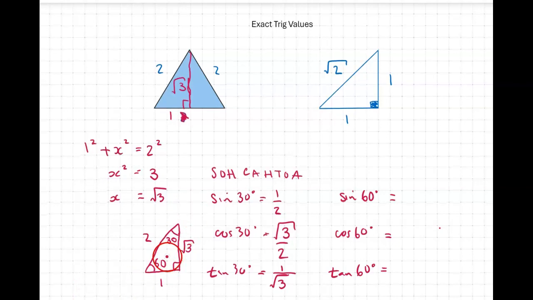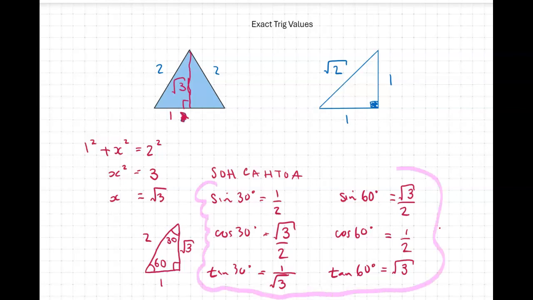So sine 60. So I'm now down here, sine 60, so sine is opposite over hypotenuse, so √3 over 2. Cos 60 is adjacent over hypotenuse, so 1/2. And tan 60 is opposite over adjacent, so √3 over 1, in other words, just √3. Okay, so that's how you do your exact values for 30 and 60. Okay, so that's 30s and 60s for sine, cos and tan, which you're supposed to remember. I don't ever bother, I just draw the triangle out.